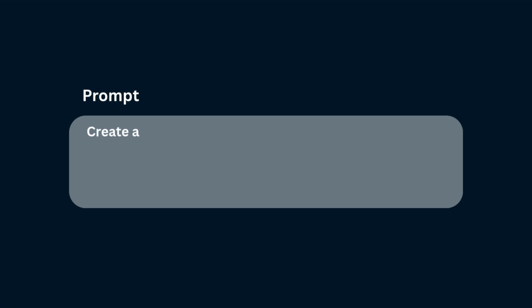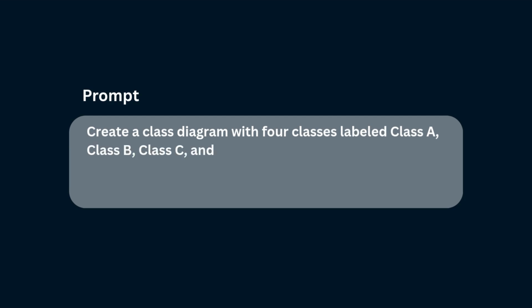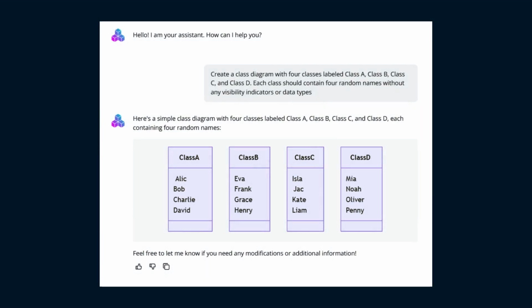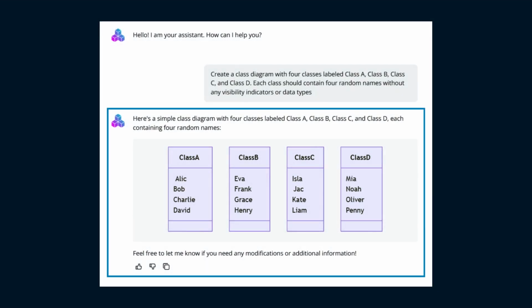You can simply prompt something like, create a class diagram with 4 classes labeled Class A, Class B, Class C, and Class D. Each class should contain 4 random names without any visibility indicators or data types. AIBots will arrange it visually, giving you a clean layout you can use for planning and approvals.